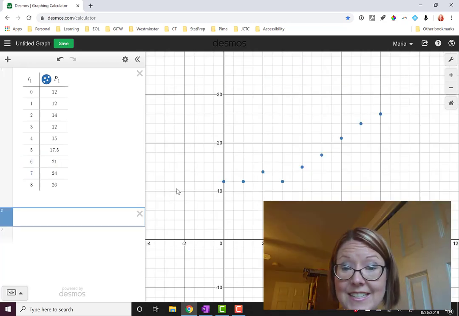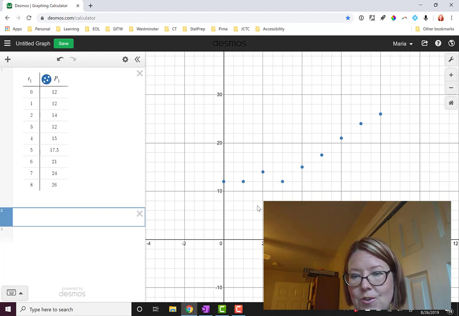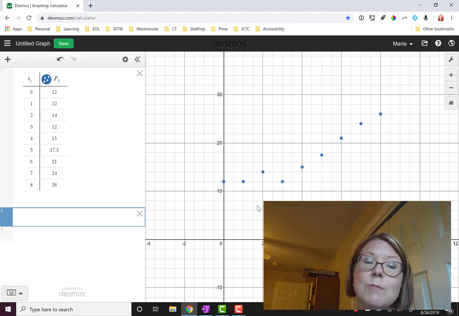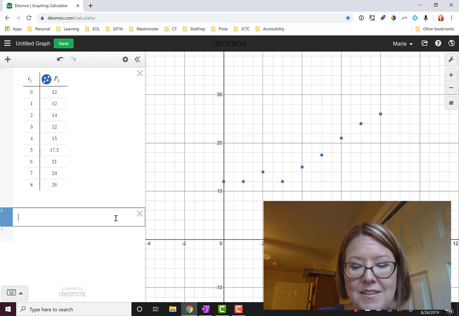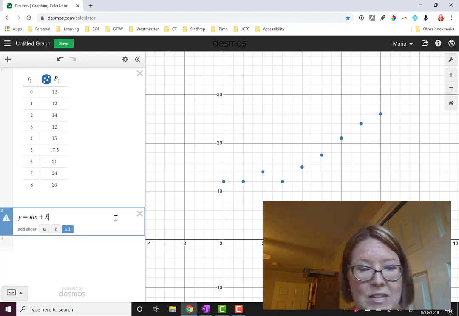Using Zoom Fit, we can see that the data is maybe a positive linear trend. It's not going to be exact, but we are assuming that the model is going to be linear. So let's find it. You can always start with your basic linear model, y equals mx plus b, which of course is going to give you some errors.